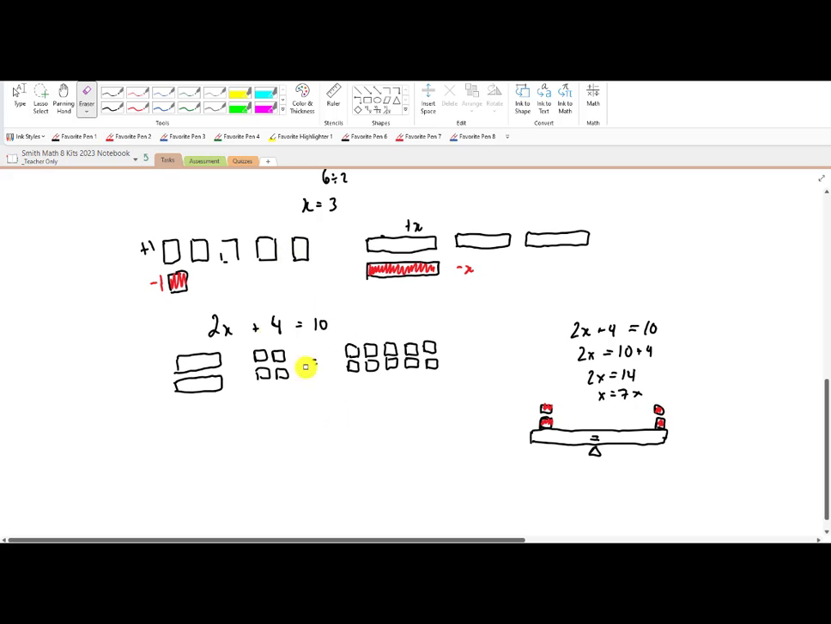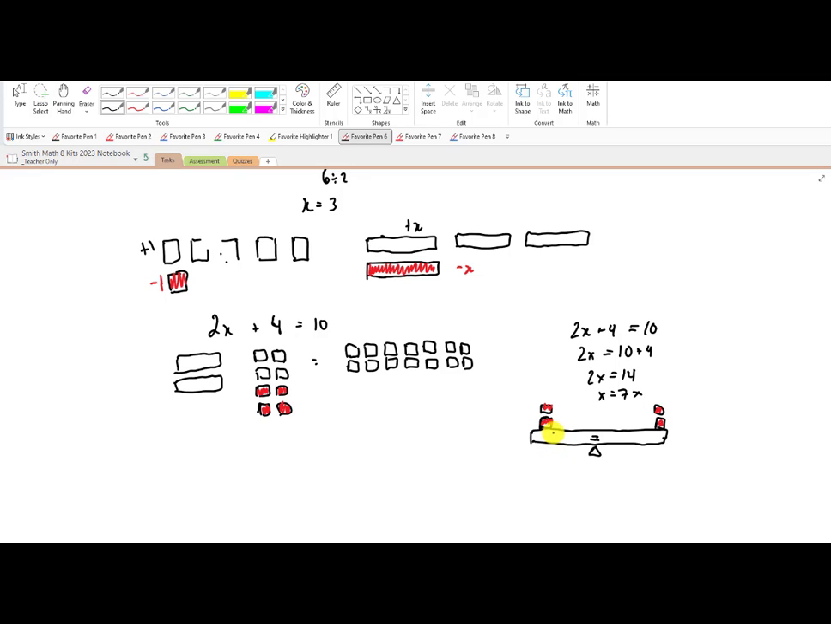So we're back to this equation. We have 2x plus 4 equals 10. And my suggestion is, I'm going to add 4 red tiles to that side. And if I add 4 red tiles to that side, I have to add 4 red tiles to this side to keep it balanced. And that's what I was doing over here.